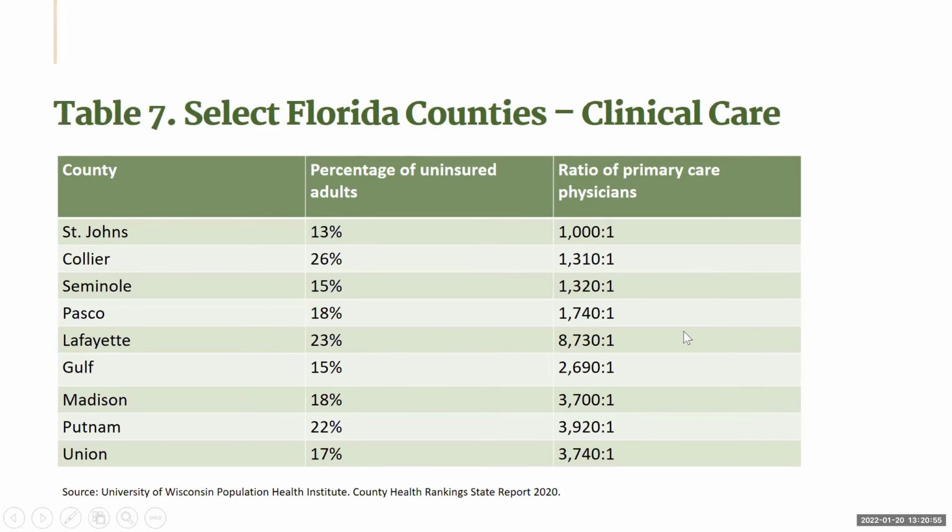Similarly, for clinical care, the percentage of uninsured adults, you can see there's a wide range across the counties here. And when you look at the ratio of primary care physicians, in St. John's it is 1,000 to 1, but in Union it is 3,740 to 1. So again, access is an issue.